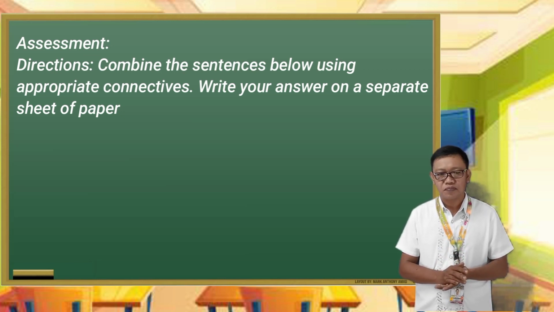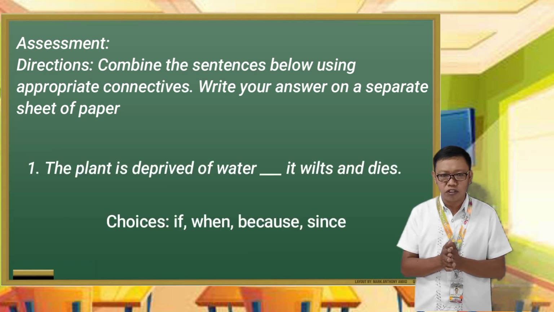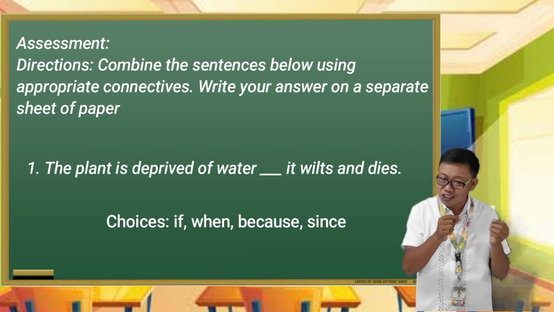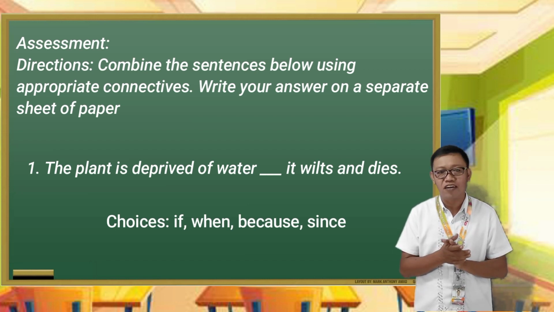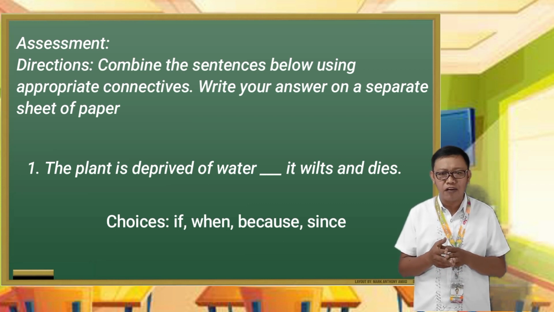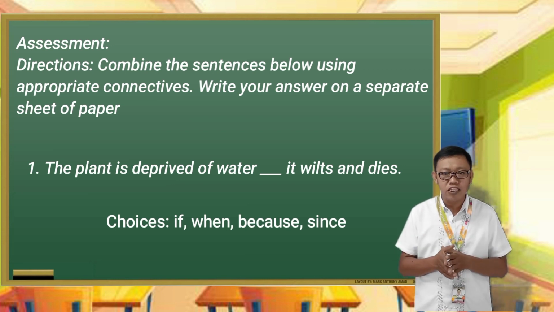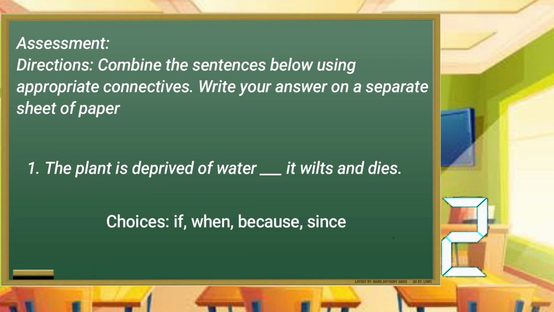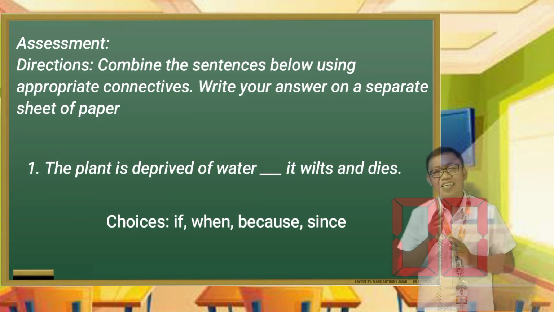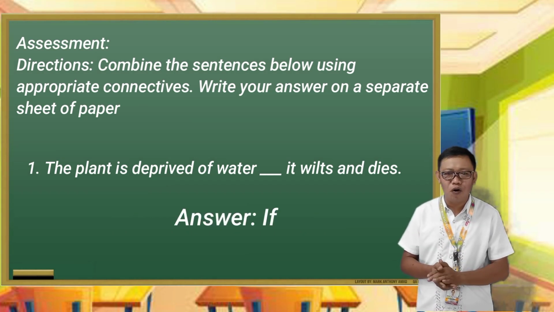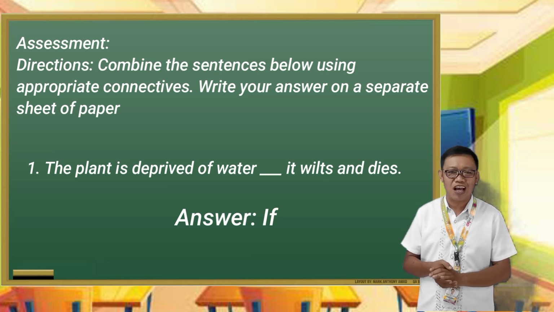Okay. Number 1, the choices are if, when, because, or since. That is what you're going to write in between these two ideas to be combined together. Okay, I will read it once. The plant is deprived of water, blank, it wilts and dies. The correct answer is if. The plant is deprived of water if it wilts and dies.